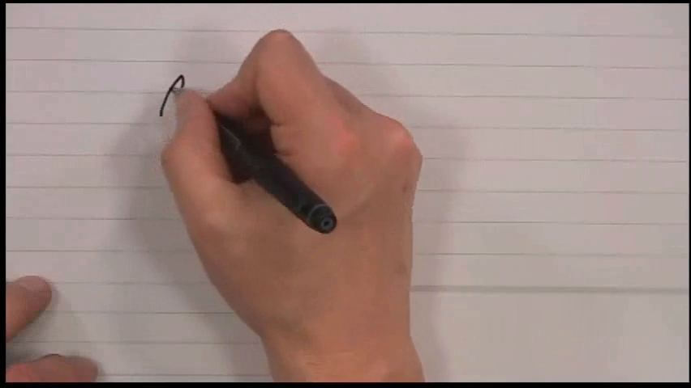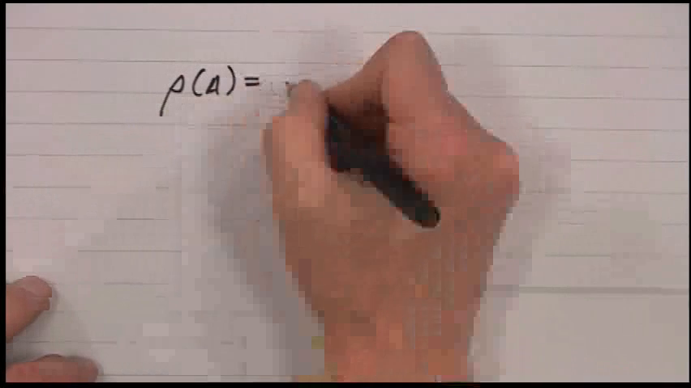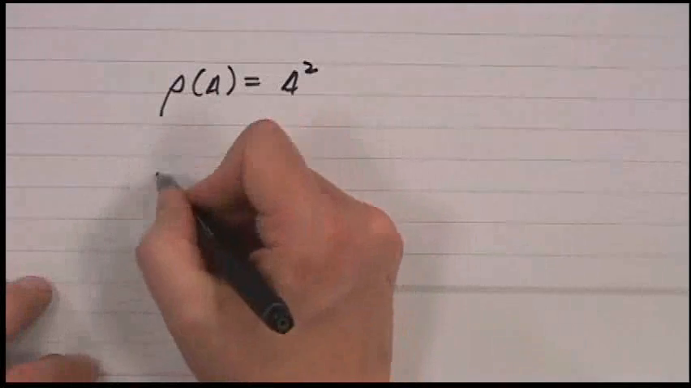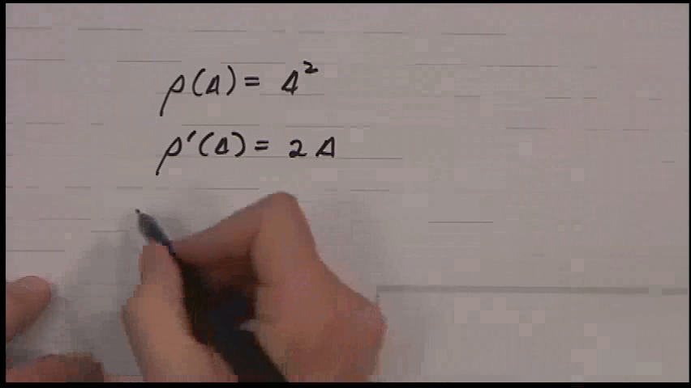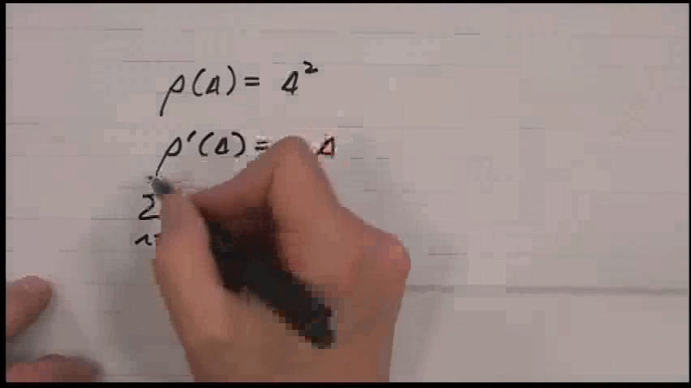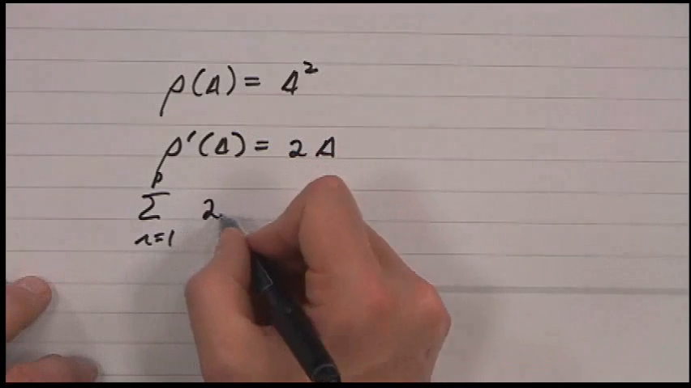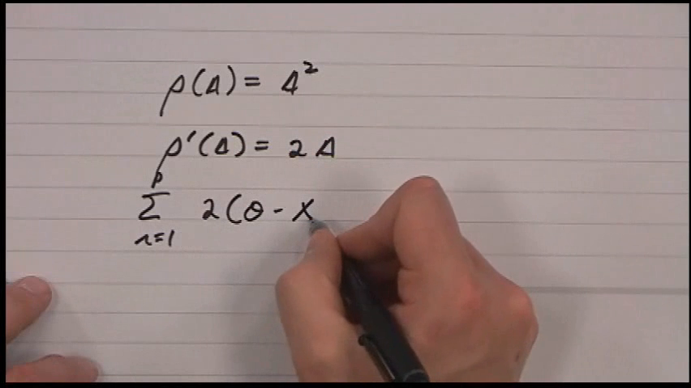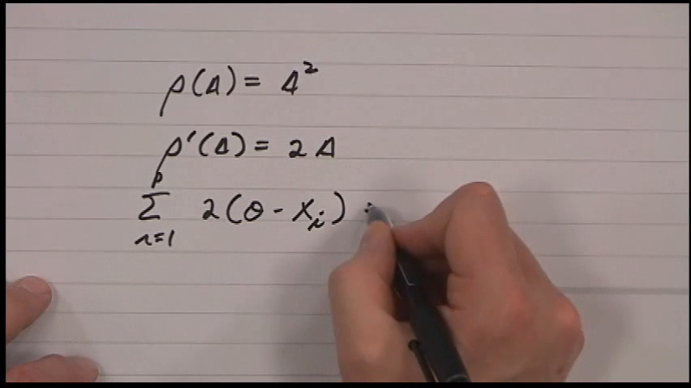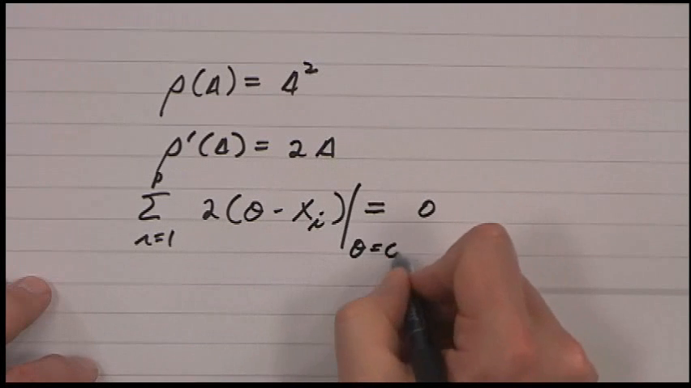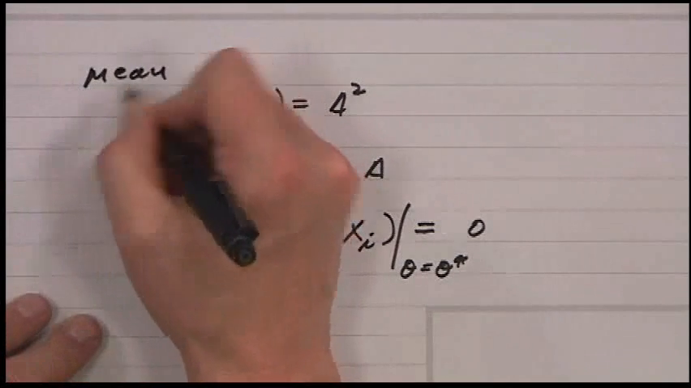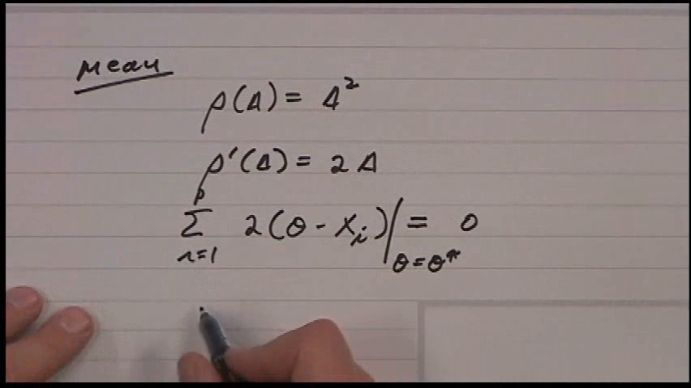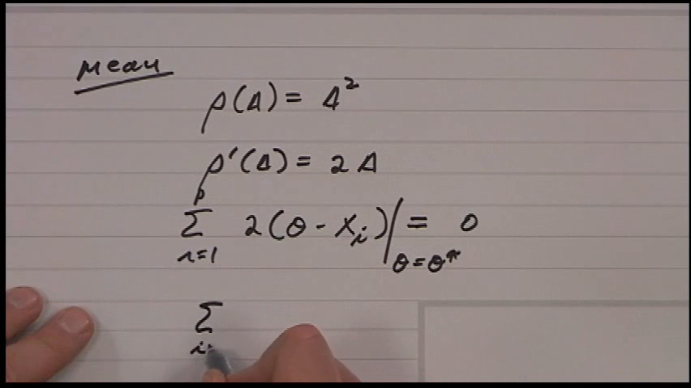So if I take rho of delta equals delta squared and I differentiate it, then rho prime of delta is equal to 2 delta. And if I plug that into the equations, I get that the sum from i equals 1 to p of 2 times theta minus x of i is equal to 0. And this is for theta equals theta star. So this is the mean case.